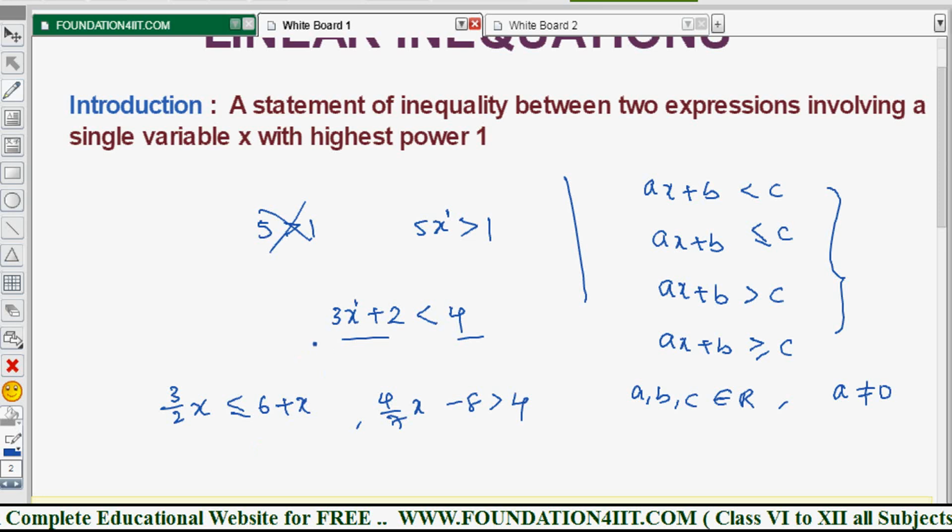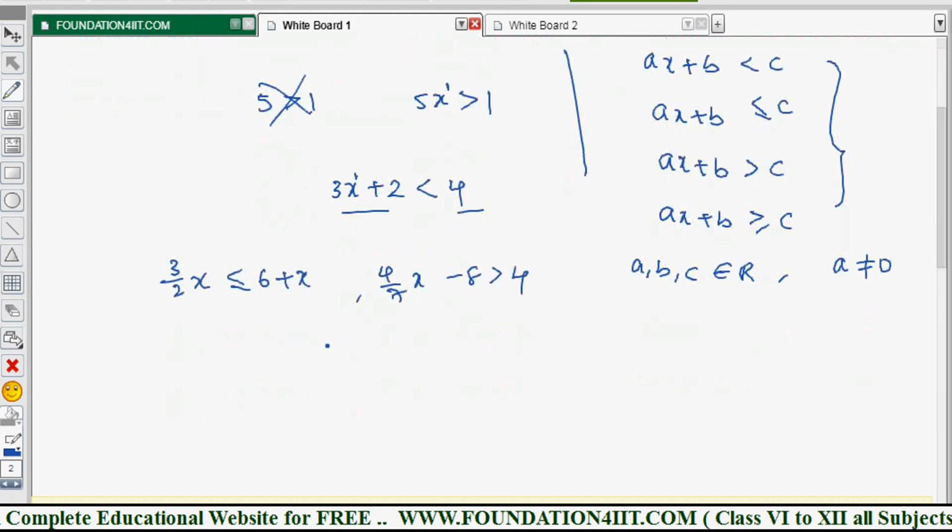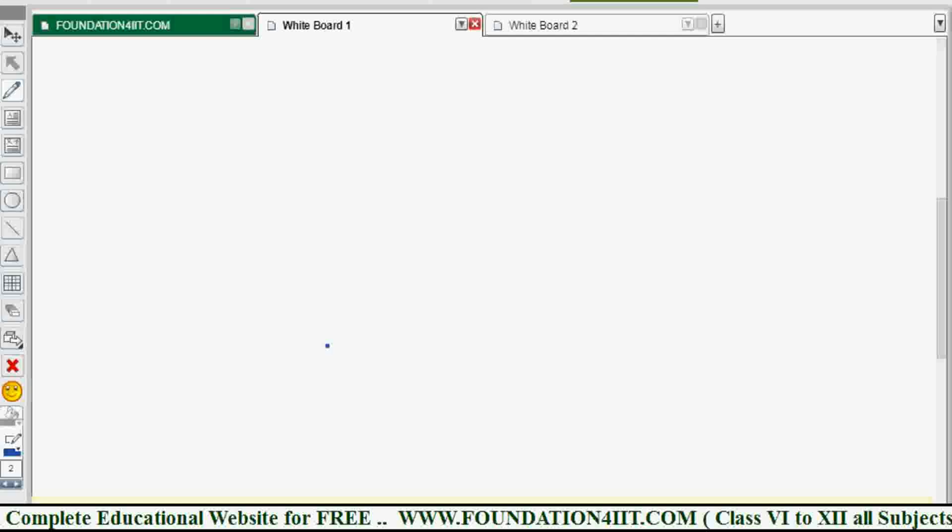You will see each and every topic in this. Many formats are there: linear inequations, how to find the solution set, and how to represent it on the number line. Then let us see the solution set. For example, x is less than 5 and x belongs to natural numbers. x is a variable, but it belongs to natural numbers.